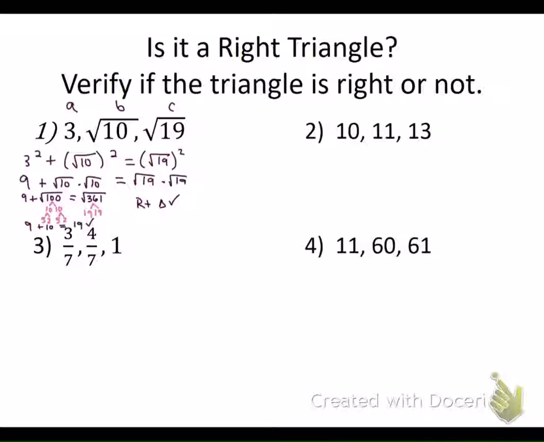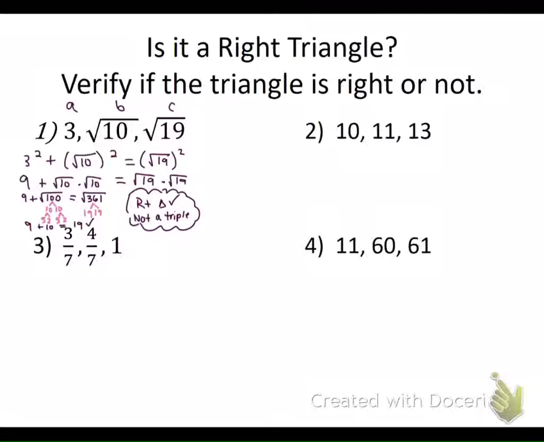Is this a triple? Can 3, root 10, root 19 be a triple? Part one is fine. It's a right triangle, right? What's the other piece to being a triple? It has to have the 3 whole numbers. Are those 3 whole numbers? No, so this is not a triple. It might be a right triangle, but it's not a triple. I know it doesn't ask you that, but I want you guys to understand what a triple is.